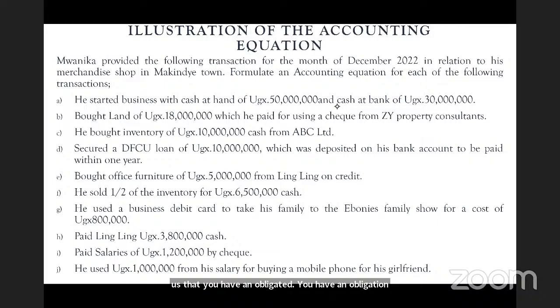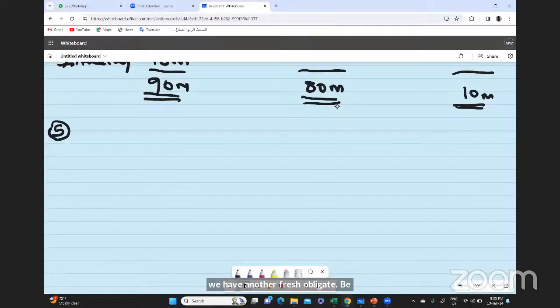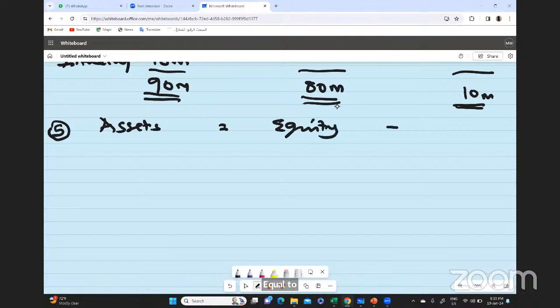Okay. Furniture is a non-current what? Is a non-current asset. So among our non-current assets that we are having, we're going to include furniture. Then we shall also recognize another liability because we have another fresh obligation. Okay, so assets are equal to equity plus what? Equity plus liabilities.